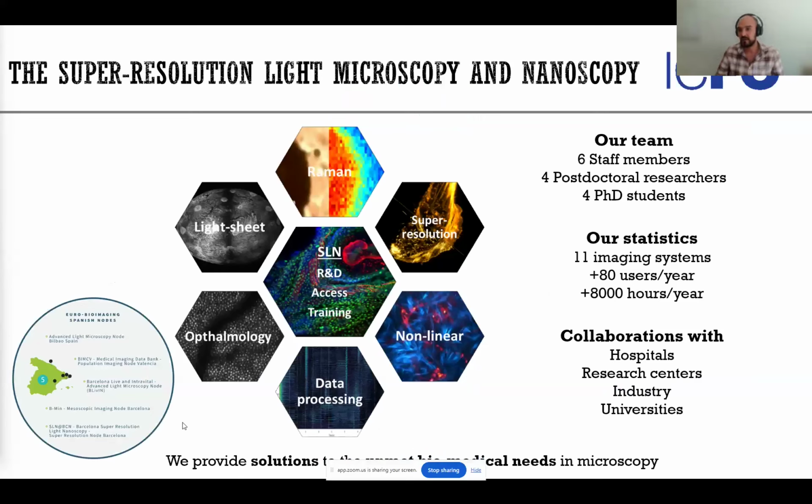First of all, SLN is the Super Resolution Light Microscopy and Nanoscopy facility. It's an imaging facility where we provide support, training and access to the different users. And we have a strong pillar in developing different microscopes to provide oriented solutions, mostly for biological questions that usually cannot be solved with normal or commercial microscopes.